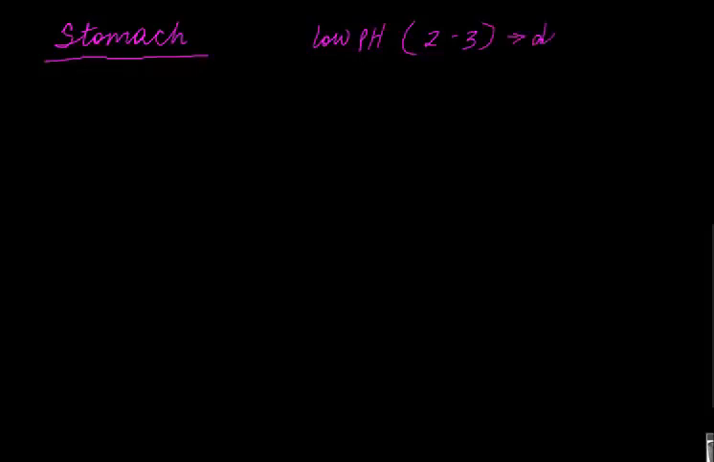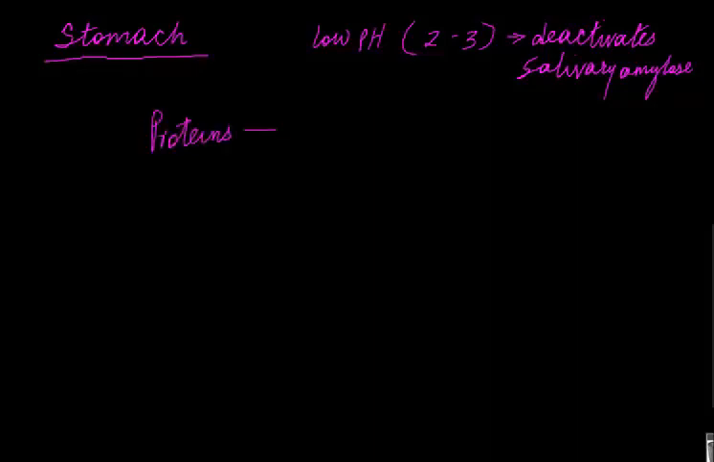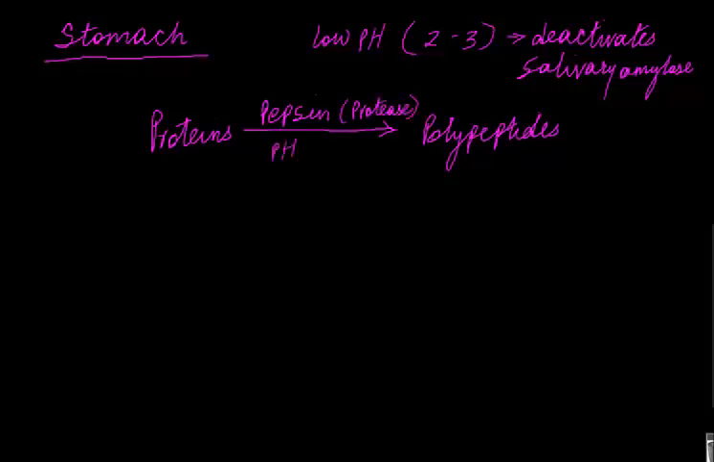Now as soon as the food goes into the stomach, the salivary amylase is deactivated. In the stomach, first of all, the low pH due to hydrochloric acid, a pH of about 2 to 3, what does it do? It deactivates salivary amylase. And now digestion of starch will stop. The proteins in the food will be broken down into polypeptides by an enzyme called pepsin, which is a protease enzyme, and it works best at a pH of about 2 to 3 because of HCl, hydrochloric acid, in the stomach. No further digestion will take place. The food will be churned and then slowly let into the duodenum.